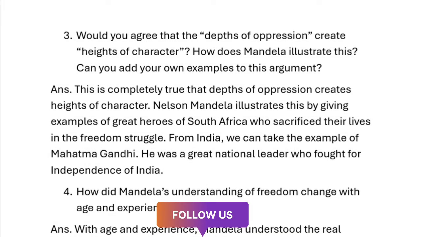Third one, would you agree that the depths of oppression create heights of character? How does Mandela illustrate this? Can you add your own examples to this argument? This is completely true that depths of oppression create heights of character. Nelson Mandela illustrates this by giving examples of great heroes of South Africa who sacrificed their lives in the freedom struggle. From India, we can take the example of Mahatma Gandhi. He was a great national leader who fought for independence of India.